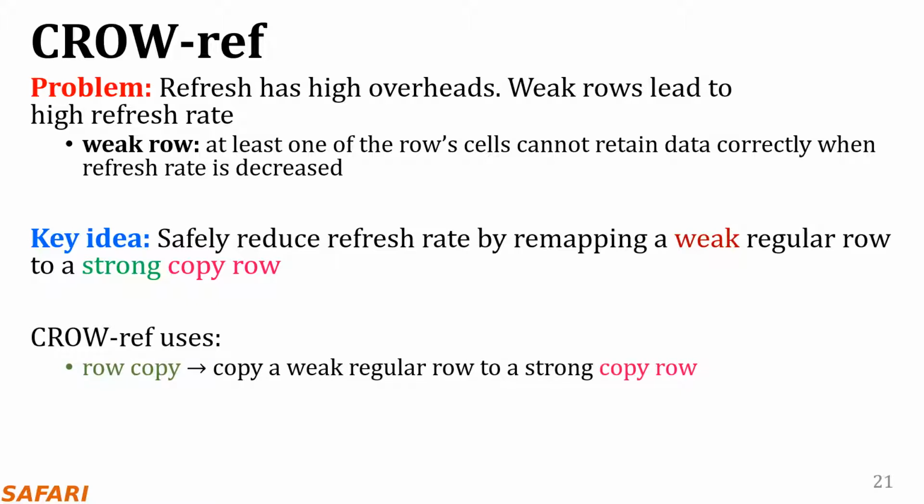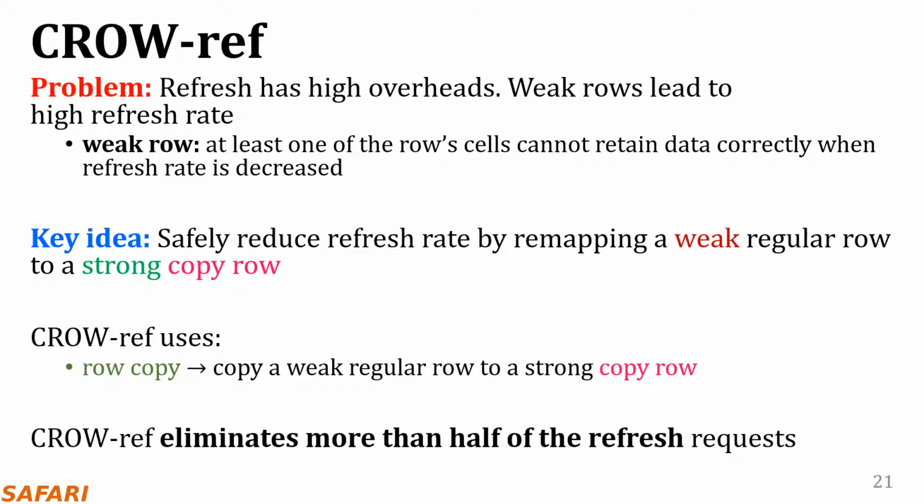CRW_ref uses the row copy operation to remap a weak regular row to a strong copy row. Doing so, CRW_ref doubles the refresh interval, or in other words, eliminates half of the refresh requests that the memory controller must issue. Let me explain how exactly CRW_ref operates. The operation of CRW_ref is simple.